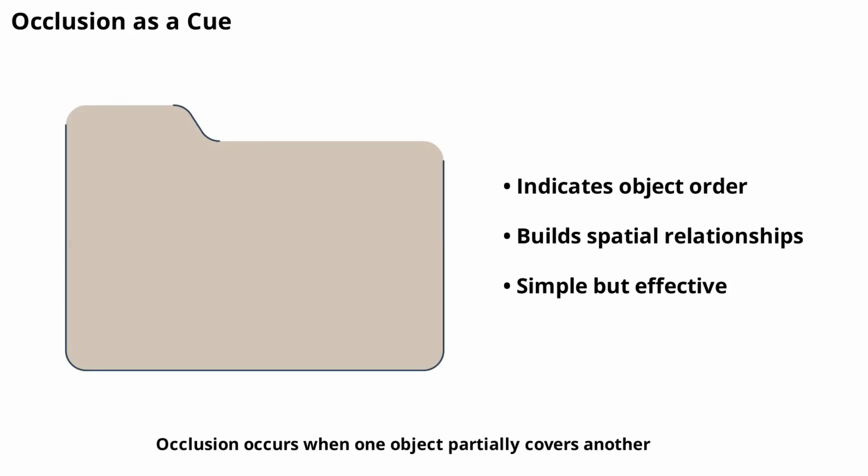Occlusion occurs when one object partially covers another. This simple cue tells us which objects are in front and which are behind. For example, if a cup is placed in front of a book, the cup will block part of the book from view. Our brains use this information to build a sense of spatial relationships and depth in a scene.